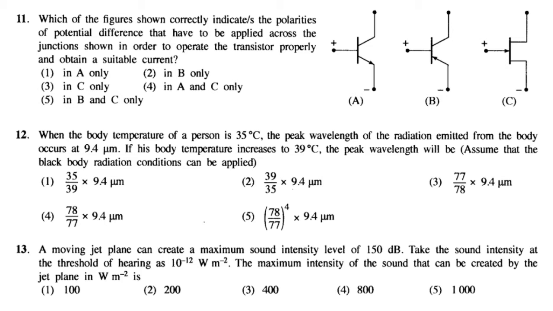Then B. When you look at the arrow, it is from P to N. So B transistor is a PNP transistor. For a PNP transistor, polarities must be reversed. B is wrong. C. C is an N-channel JFET transistor. To operate this transistor, gate and the source must always be reverse biased.